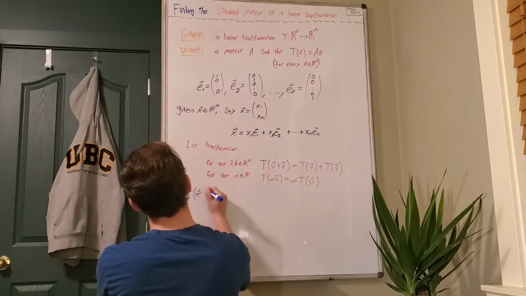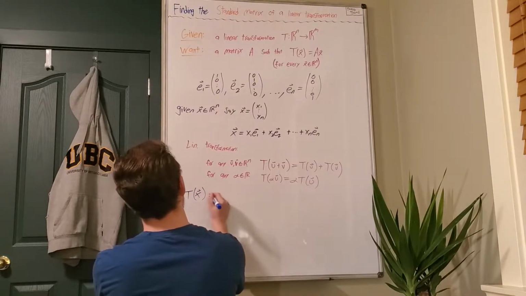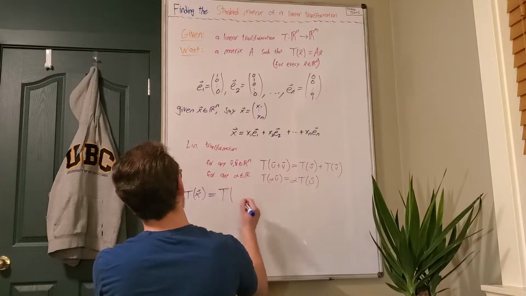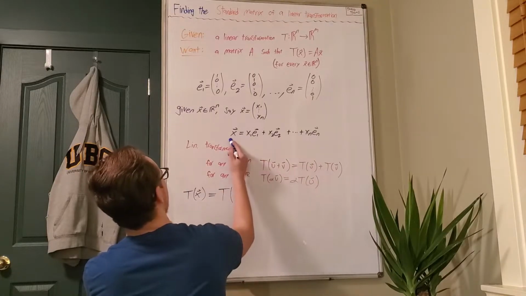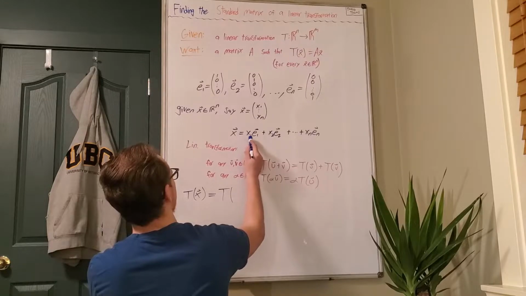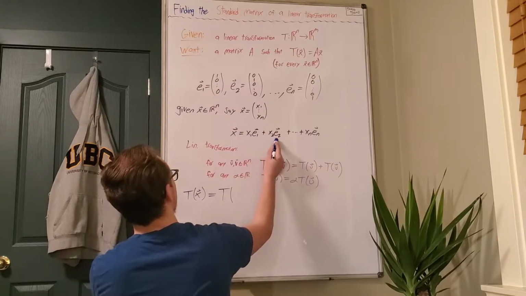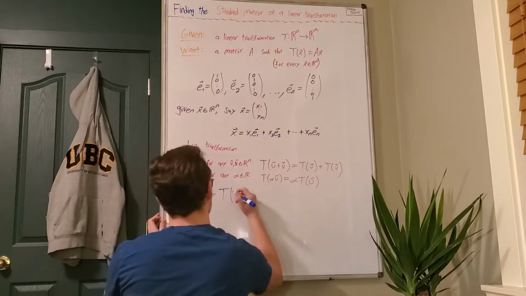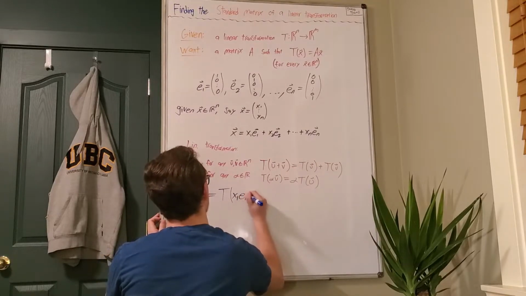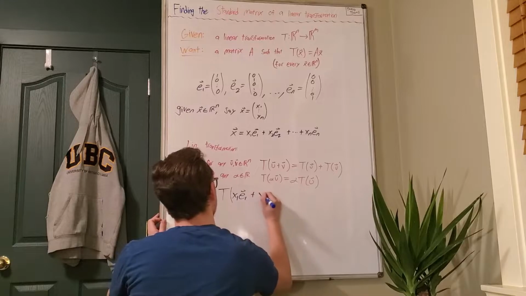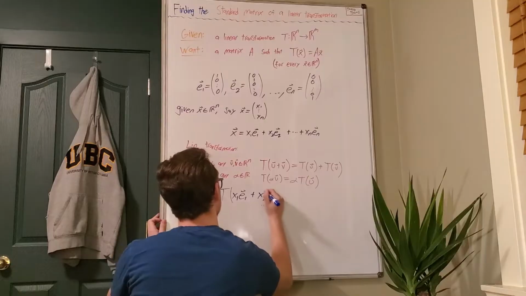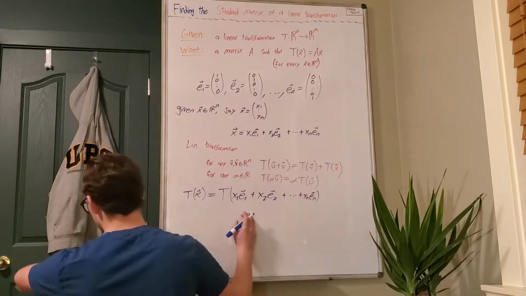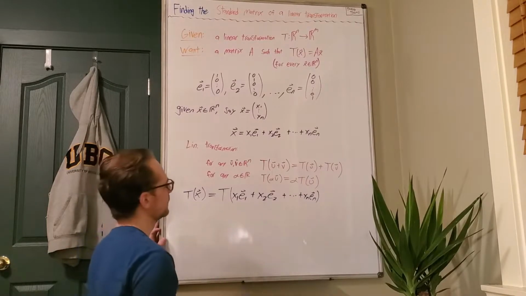T of our vector x, and then remember that we've written x is nothing more than x1 times e1 plus x2 times e2 all the way up to plus xn times en. So we can do that thanks to our standard basis vectors. So that's the first step of the derivation.